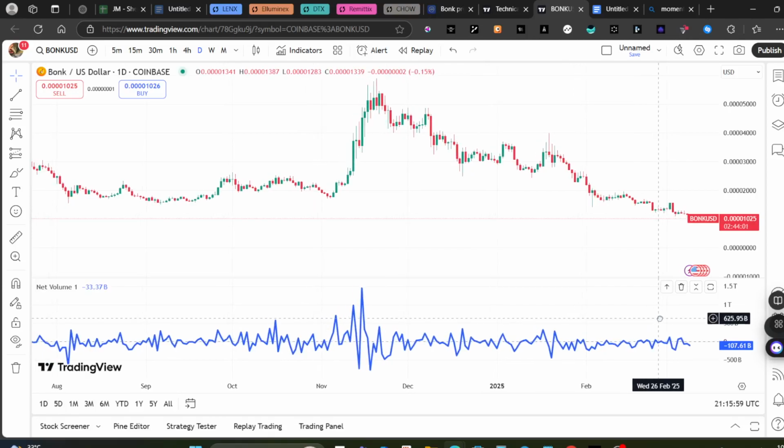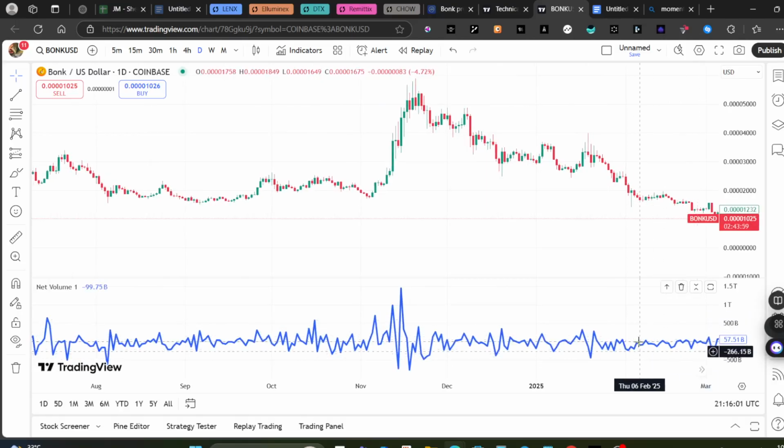On the other hand, if there is more selling volume than buying volume, the indicator will show negative net volume, suggesting that the selling pressure is stronger and a downtrend might be forming. Essentially, it helps you understand where the market's energy is. Are we in a bullish market, or is there more downward momentum brewing? So now let's talk about how to read the net volume indicator. It's relatively simple, but incredibly powerful once you understand the basic principles.